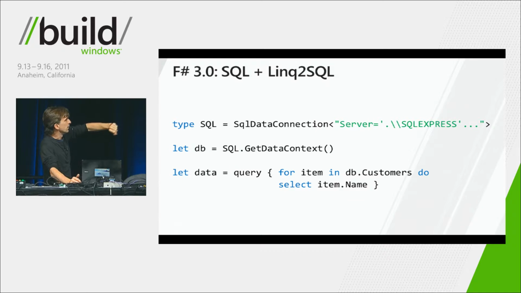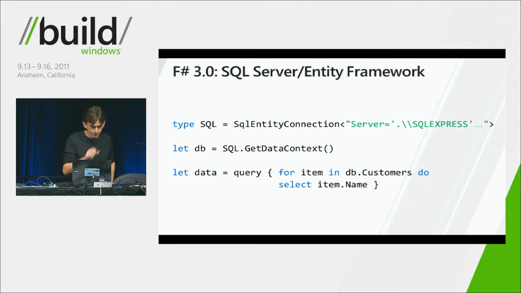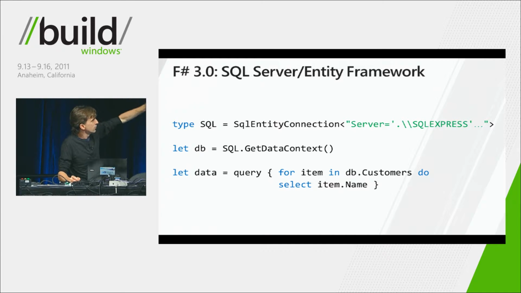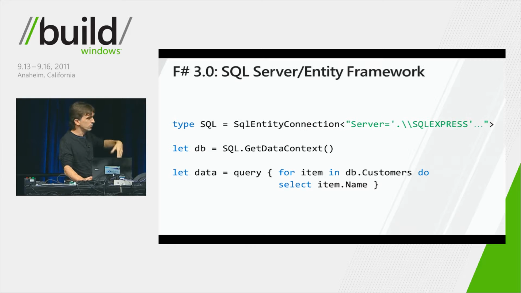For item in the customers, you select item.name, and you have your data in your hands, just using IQueryable, just like you would expect from C#. The reason why SQL was there twice is because we also support Entity Framework. So instead of using SQL data connection, you can use SQL entity connection. Again, you just give a connection string, and everything else will be the same. Now, the presentation of the type space may change in a minor way, but otherwise, you can just go ahead and start using your tables and start working with the database pretty much directly.